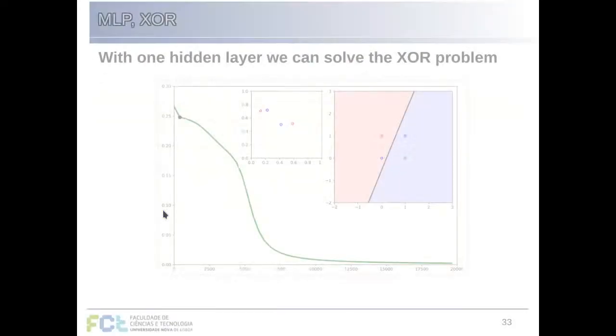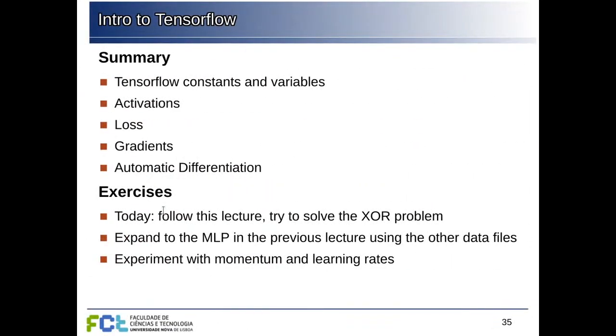And this is the basic scheme that you're going to follow, starting from these simple examples with one neuron and then implementing the multi-layer perceptron. You can use the one I showed here, or even implement the one with two hidden layers that I showed in the previous lecture to use on the other data files. And then you can experiment with momentum, with learning rates, with the number of epochs and so on, just to get a feeling for how these things are working.